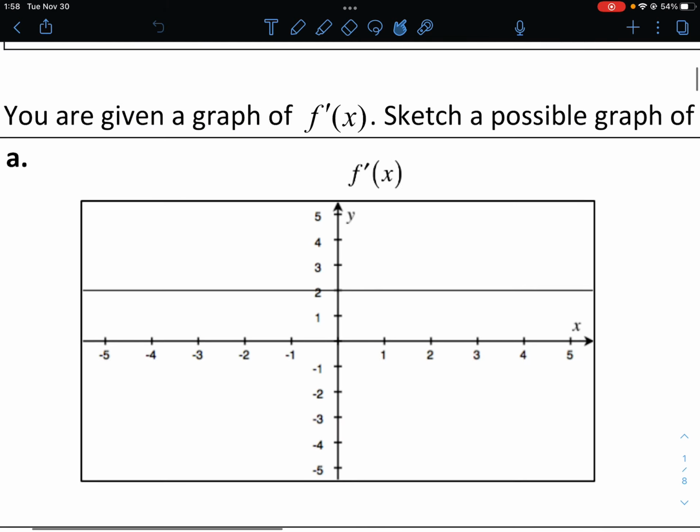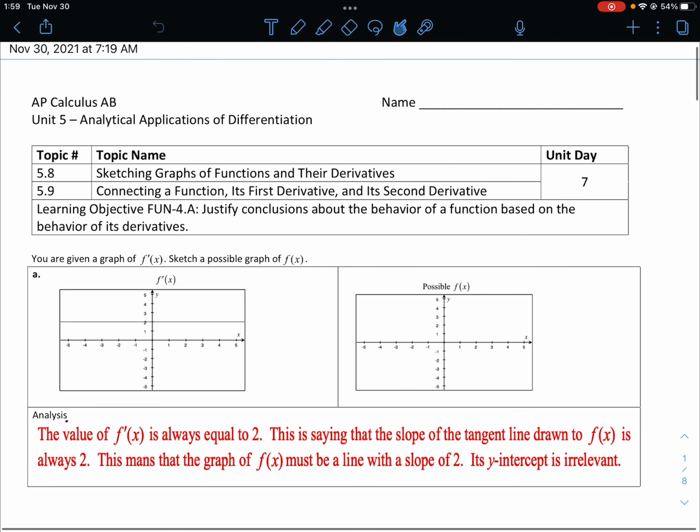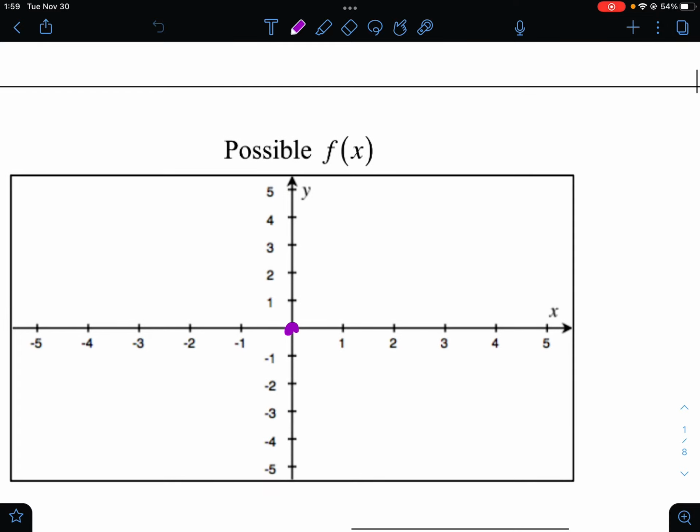So here's the first derivative. We can see it's just a horizontal line, y equals 2. So our analysis here, the value of f prime is always 2. This is saying the slope of the tangent line drawn to f is always 2. This means the graph of f must be a line with slope 2. It doesn't matter where its y-intercept is. So we just want to plot a line with slope 2.